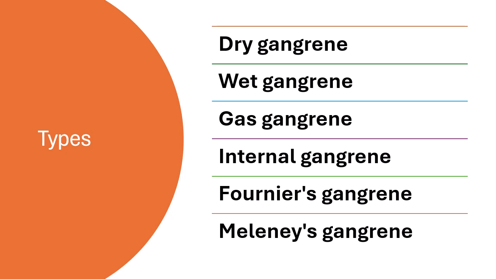The next type is Fournier's gangrene. This involves the genital organs. It usually affects men, but women can also get it. An infection in the genital area or urinary tract causes this type of gangrene.